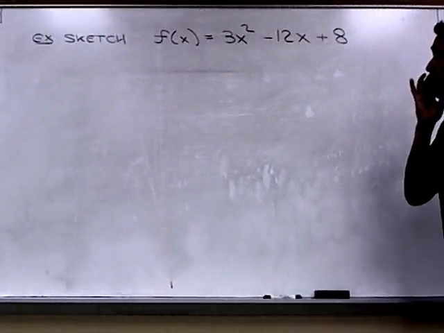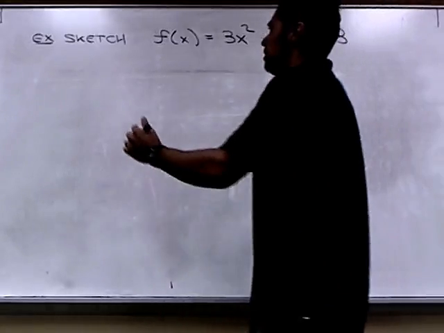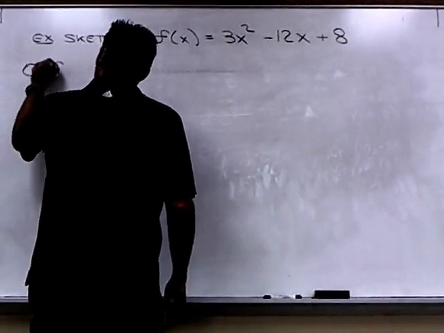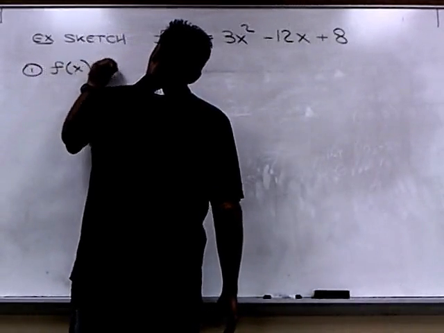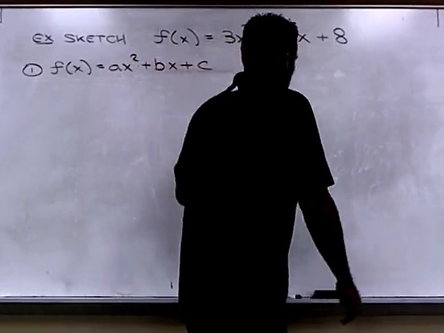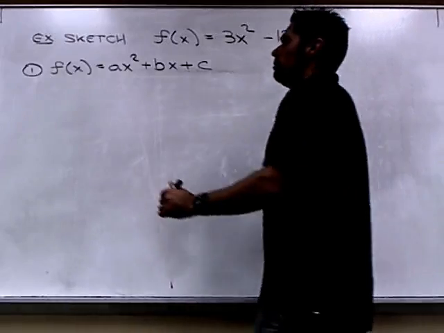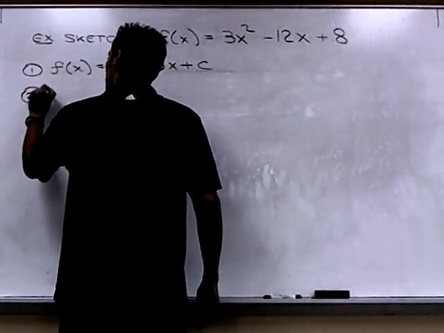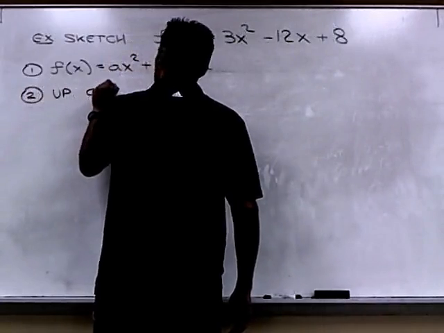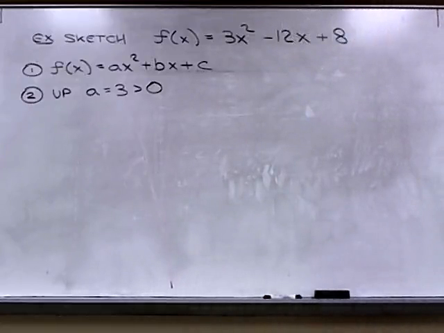All right, so first step here is to identify what type of quadratic we have. So the type we have here is ax squared plus bx plus c, right? That's the type we have. Does this thing open up or down? Opens up because a is 3 which is greater than 0. So it's a positive number. So this parabola should open up for us.